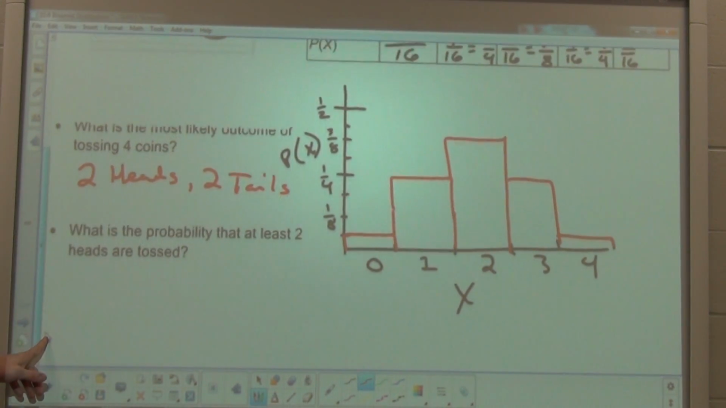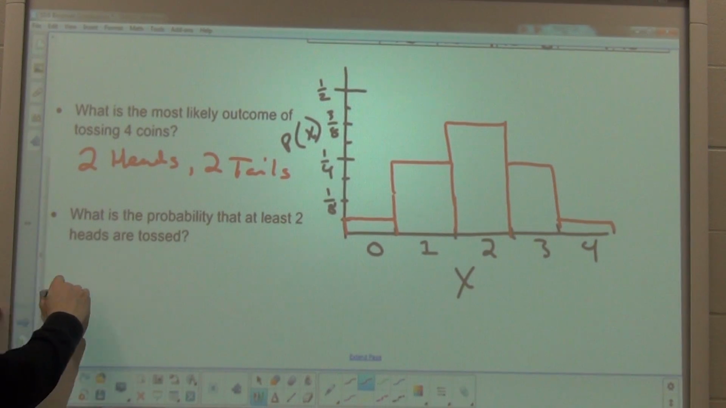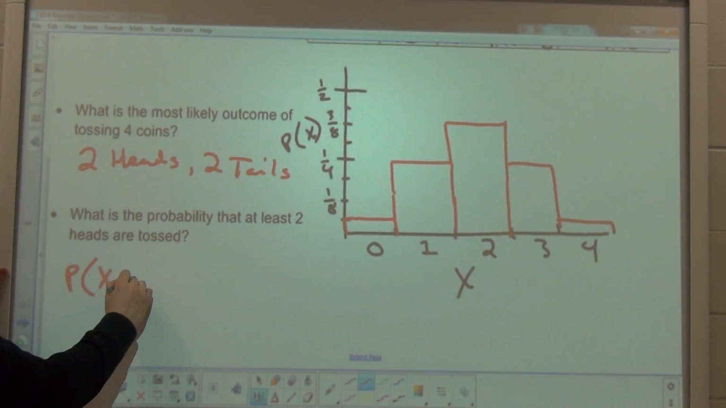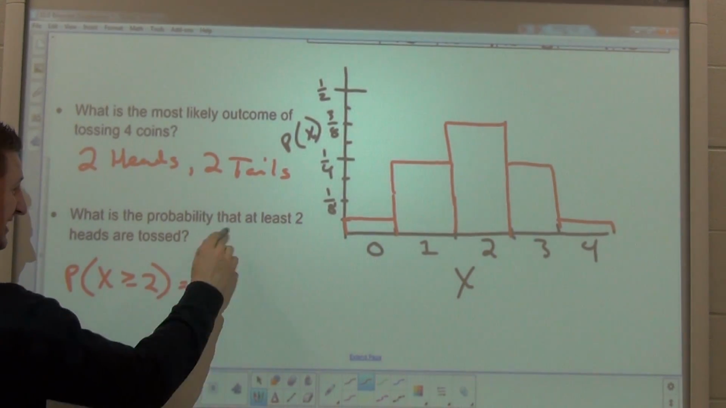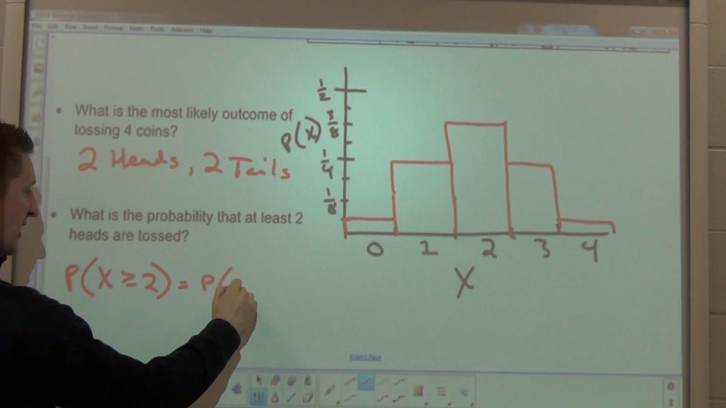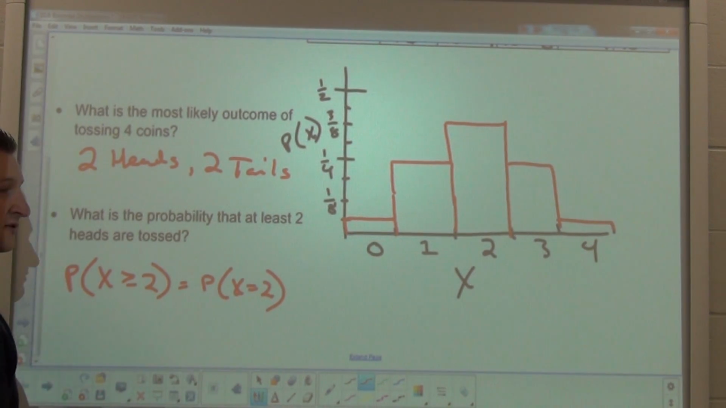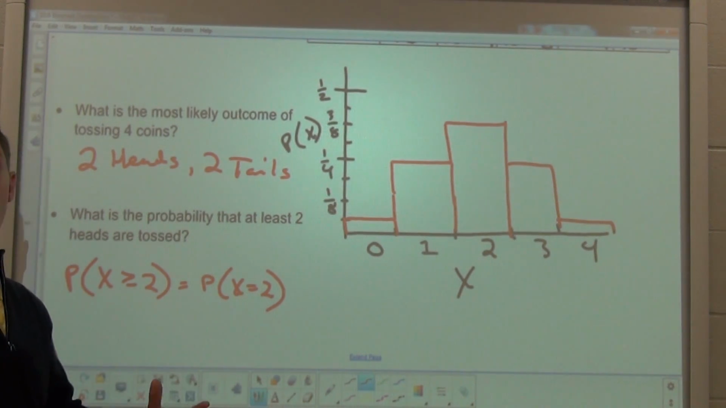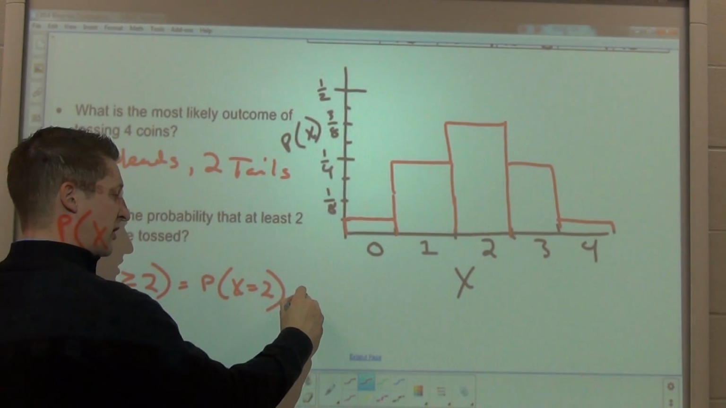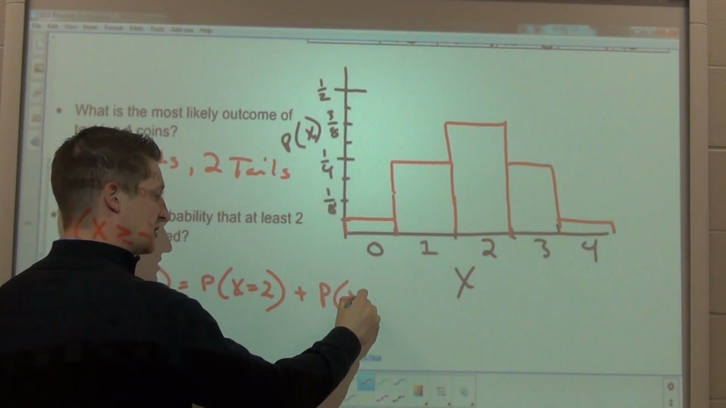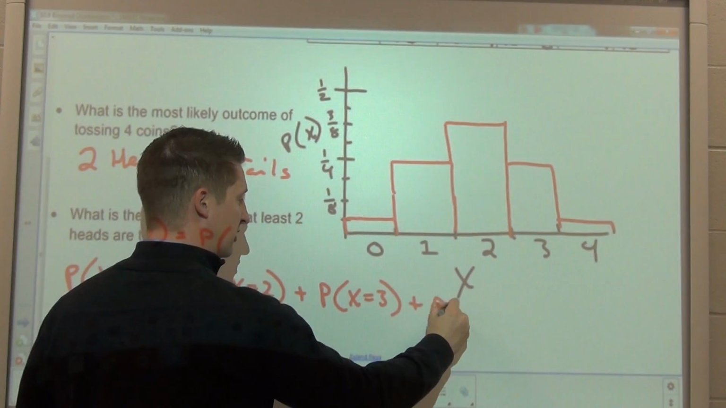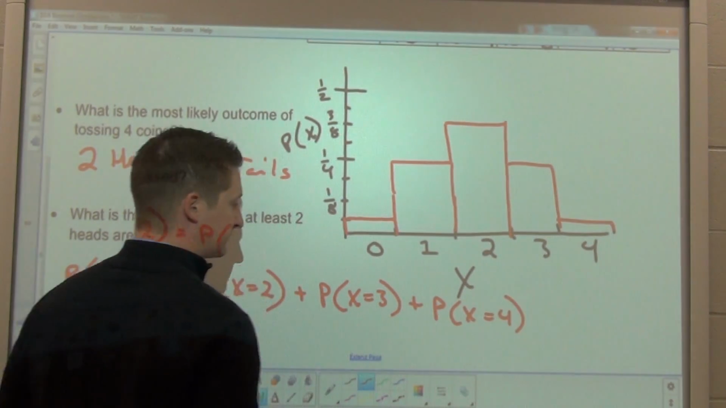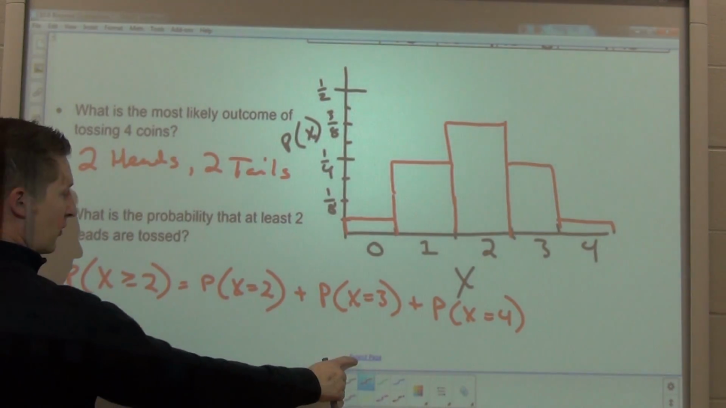Now, what's the probability that at least 2 heads are tossed? So, the probability that X is greater than or equal to 2, X being the number of heads that are tossed, greater than or equal to because it's at least. Well, if I'm going to find that, I could have the probability of X equaling 2, like there being 2 heads. Or, and I emphasize that because that means we're going to add the next probability. The probability that X is 3. There are 3 heads in my list. Or the probability that X is equal to 4. There's 4 heads in my 4 coins.